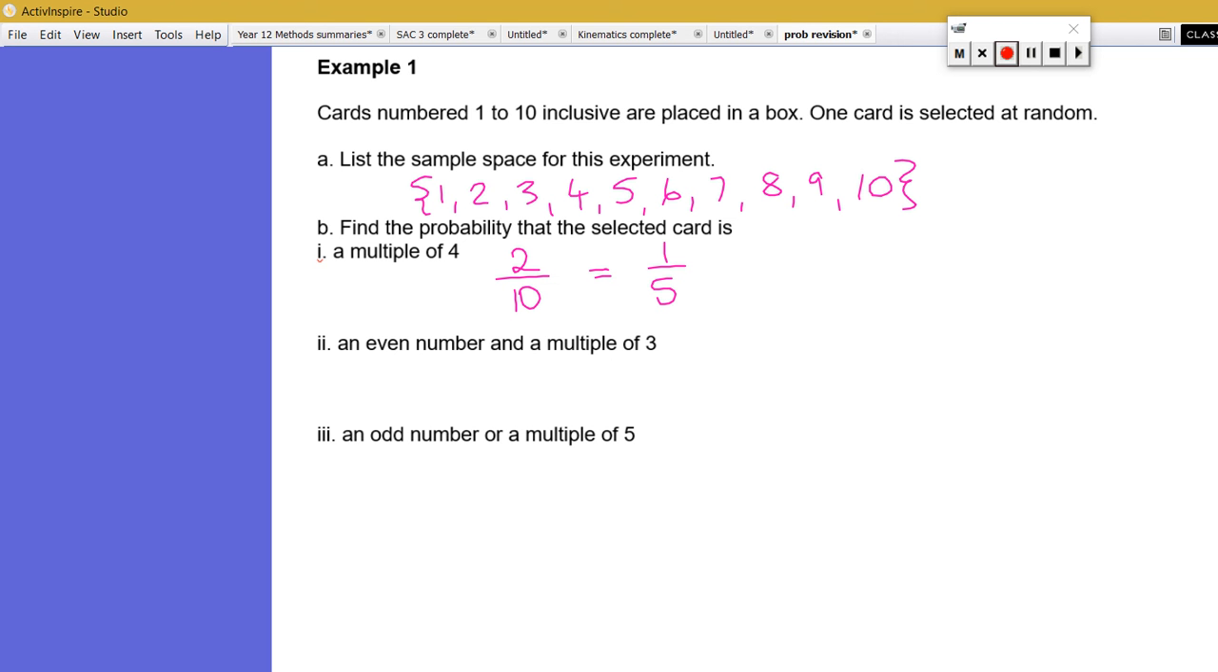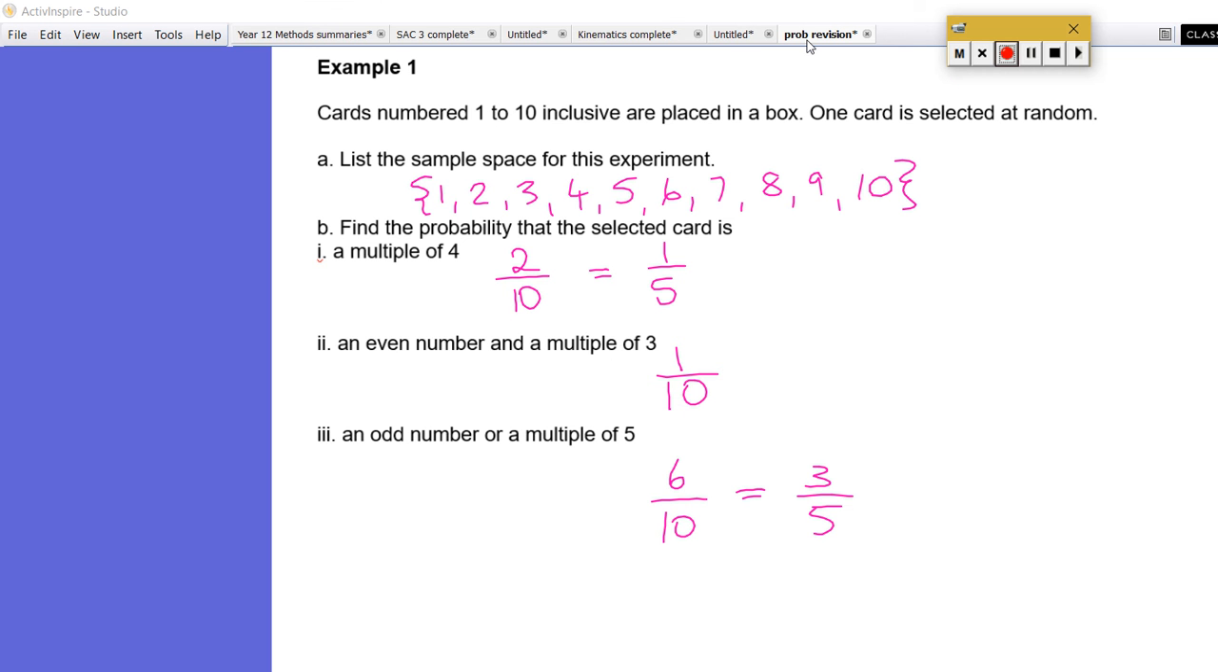An even number and a multiple of 3: the multiples of 3 are 3, 6, and 9, and the only one of those that is even is 6. So that means I have 1 out of 10. The probability of selecting an even number which is also a multiple of 3 is 1 in 10. And an odd number or a multiple of 5. That means they can be odd or multiples of 5. The odd numbers are 1, 3, 5, 7, and 9. And the multiples of 5 are 5 and 10. But we don't want to count 5 twice. So that gives us 6 in 10, which simplifies to 3 out of 5.